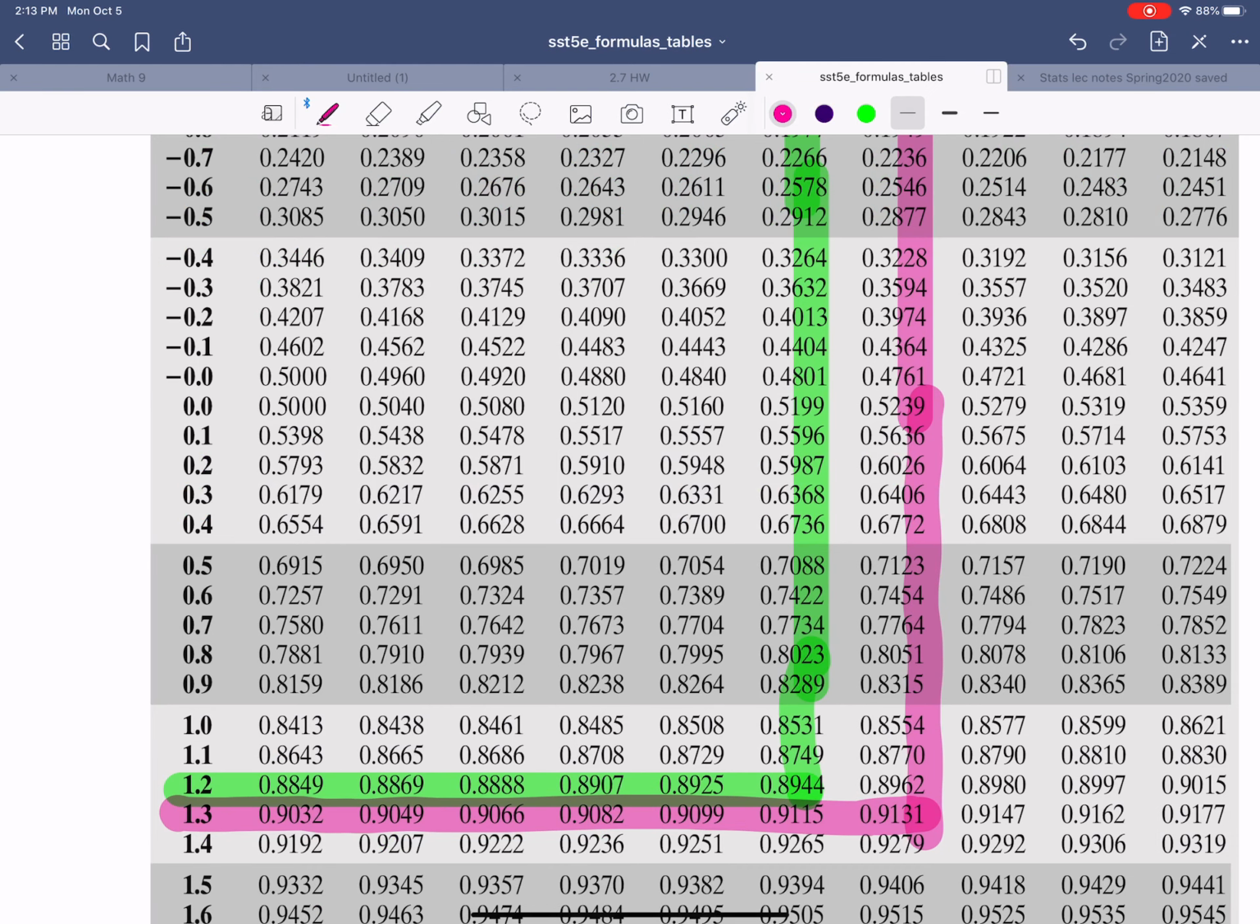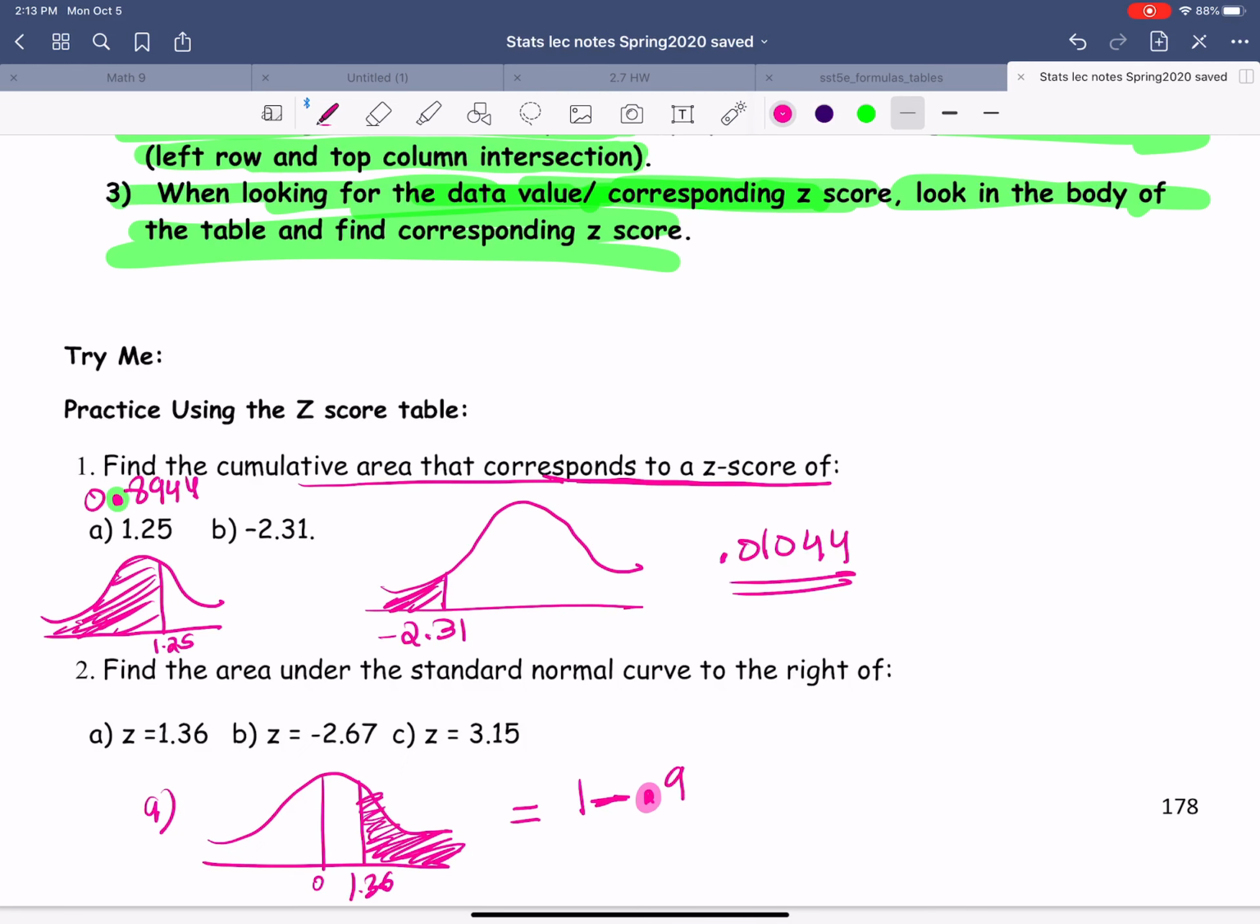I forgot what it was. It was 0.9131. And 1 minus 0.9131 turns out to be 0.0869. Okay, that is my area to the right.